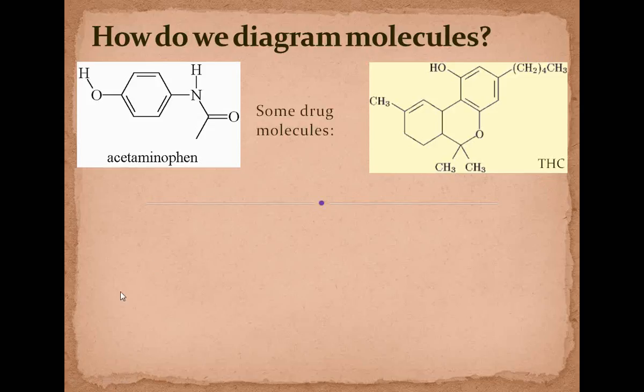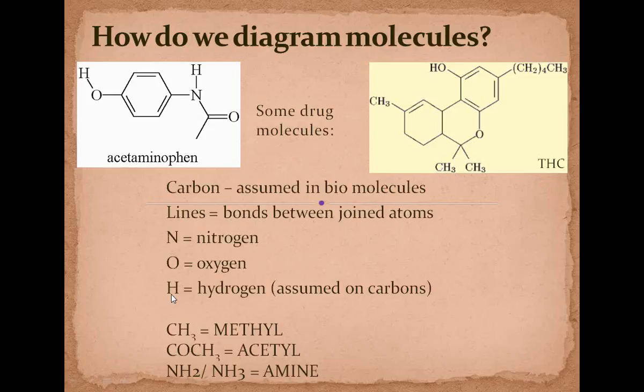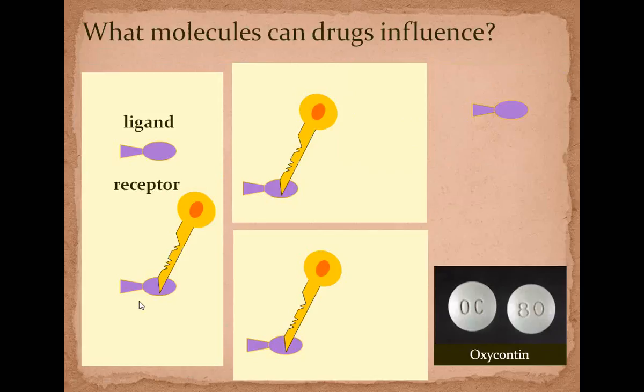So I'm going to pick up kind of where we left off. We already talked about how to diagram molecules, so we're not going to talk about that. I do want to talk about the mechanisms for how drugs can influence the body, what the drugs can actually do. So how do drugs actually do things in your body and have that effect?